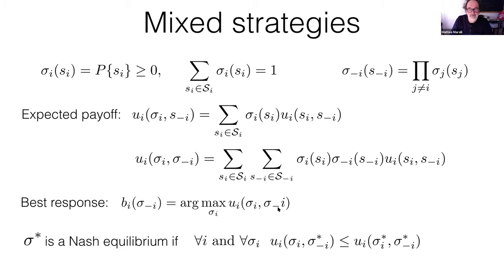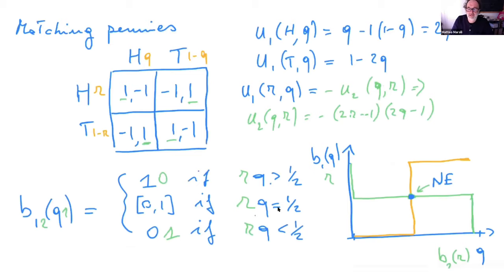And then the final thing, so this is an example of matching pennies, how you compute this for matching pennies. And maybe let me discuss this and then I'll just flash the main result. Okay, so how do you compute the Nash equilibrium in mixed strategy? So imagine that you have matching pennies and player one plays head with probability R and tail with probability one minus R. Player two plays head with probability Q and tail with probability one minus Q, okay?